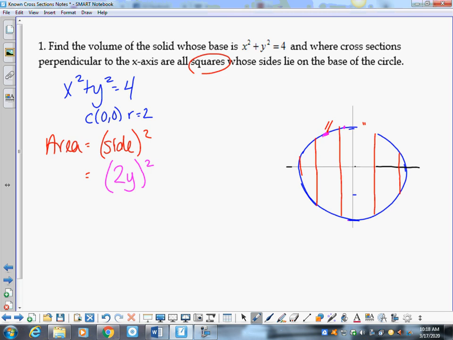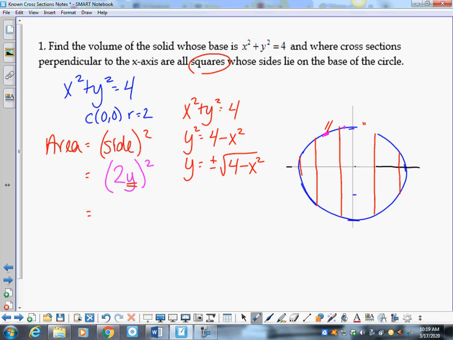Okay, so now I need to replace my y. I need to put this in terms of x. So if I have x squared plus y squared equals 4, I can solve that for y. So y squared equals 4 minus x squared. And then I'm going to root both sides, and I'm going to get plus or minus the square root of 4 minus x squared. The plus or minus makes sense because you know that the square root of 4 minus x squared is a semicircle. So then the negative version of that gives you the bottom semicircle, which is what makes it a full circle.